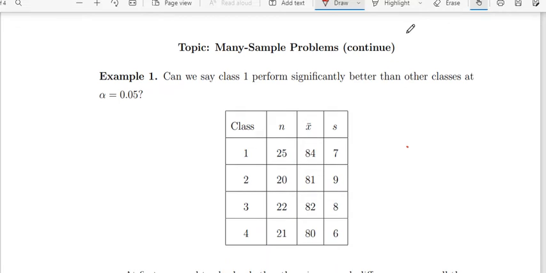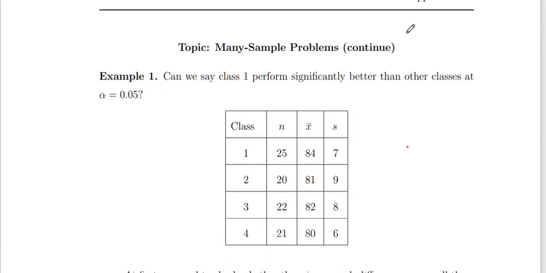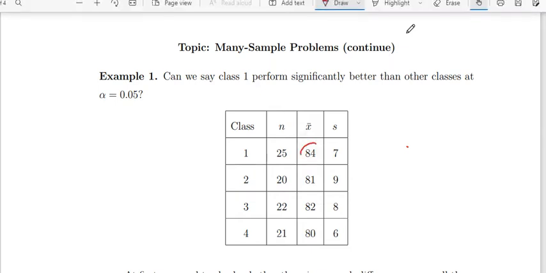So many sample problem, a typical example just like this. We have 4 classes, and it seems class 1 performs better than other classes, right? Class 1's average is 84, other class averages are 81, 82, and 80. So it seems class 1 performs better than other classes. But we want to check significance, right? So our question is, can we say class 1 performs significantly better than other classes?